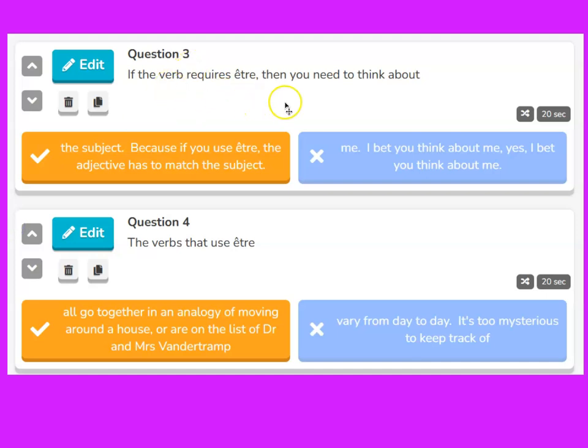If the verb requires être, you need to think about the subject. Okay, this is just Taylor Swift was on her Eras tour, so I thought they could think they know that lyric. Okay, but you have to think about the subject of using être. And the verbs that use être are part of la maison d'être, and I want them to think about that. And some of my students like looking at Dr. and Mrs. Vandertramp, but frankly, that's too many letters for me. So I have them think about la maison d'être, but the list is there if they need it, okay? And who cares about this stuff? I don't care. I want them thinking about this stuff.